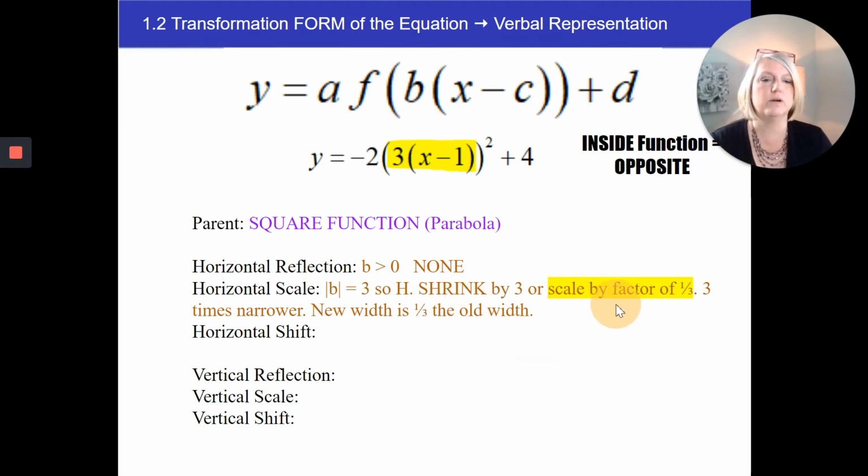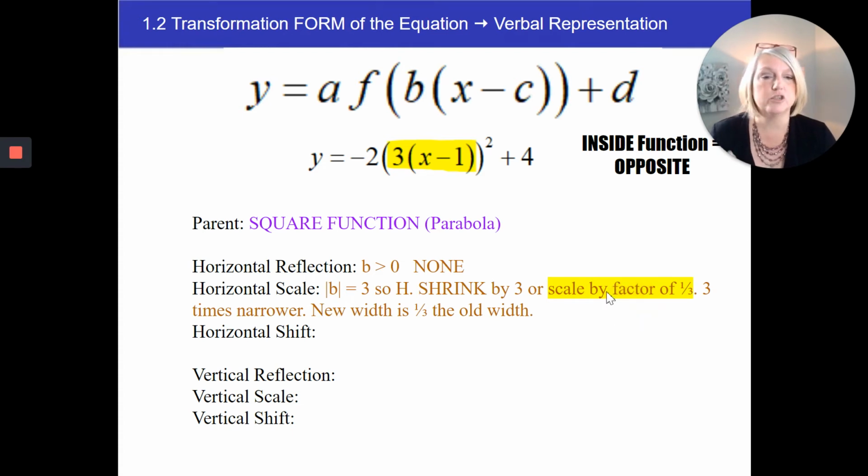You take your original x coordinates and you are multiplying by 1/3. Your scale factor is 1/3. It's 3 times narrower. The new width is 1/3 the old width. And so that's where you're talking about, shrink by 3 is the same as saying multiply by 1/3. Shrink gets smaller, 3 times smaller, or multiply by 1/3, which has the same effect. So those are the words that go with that.